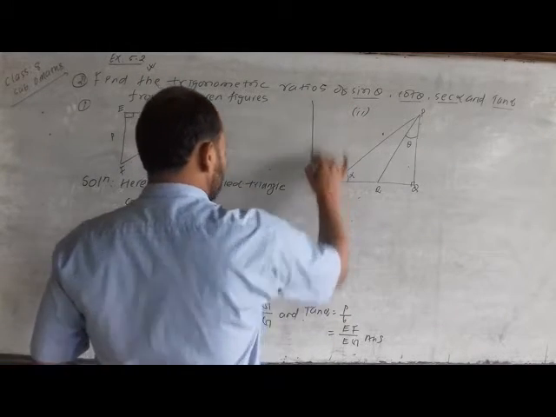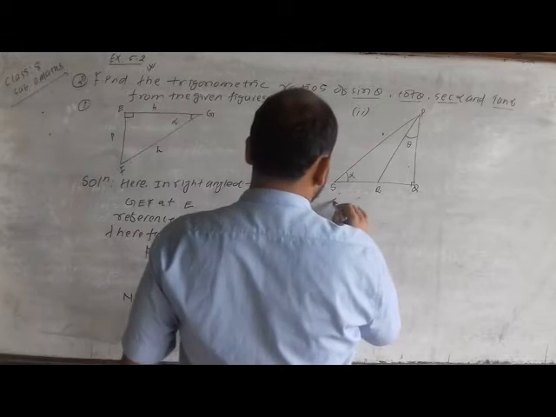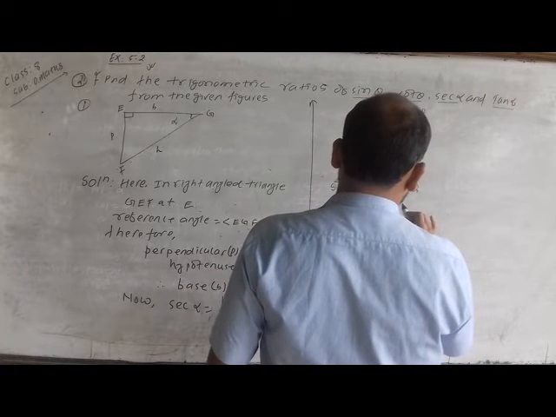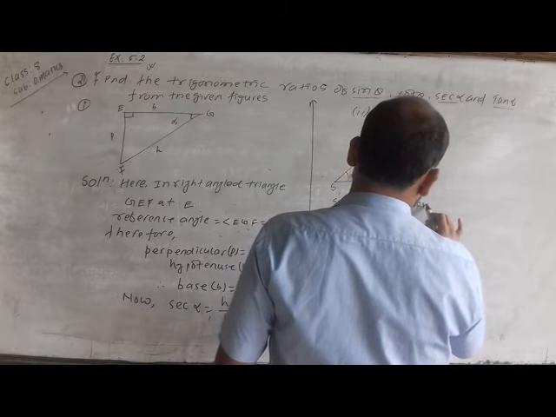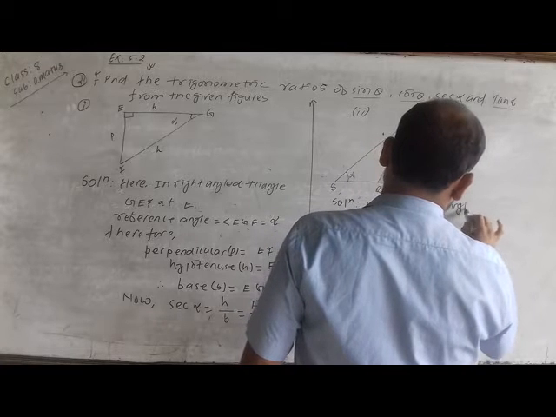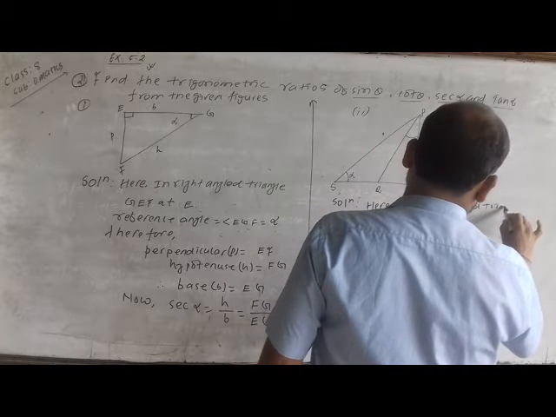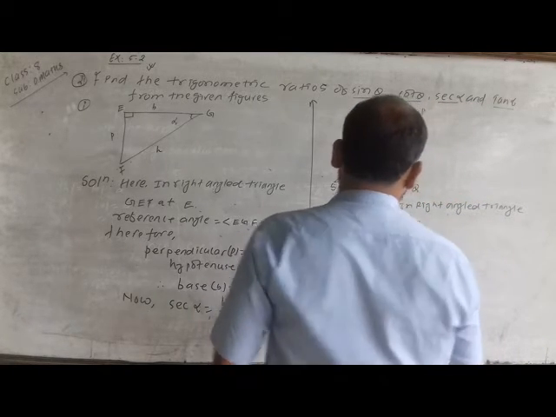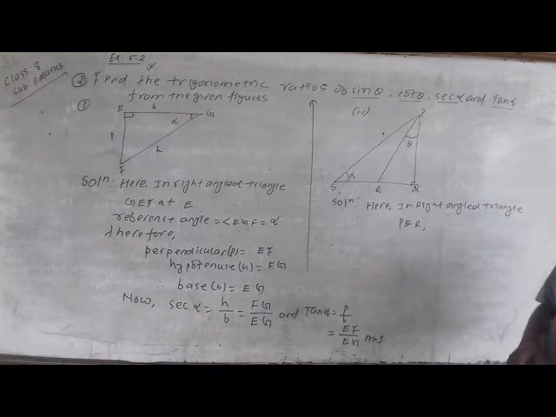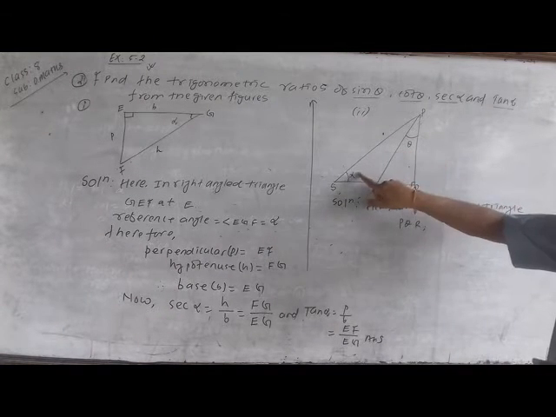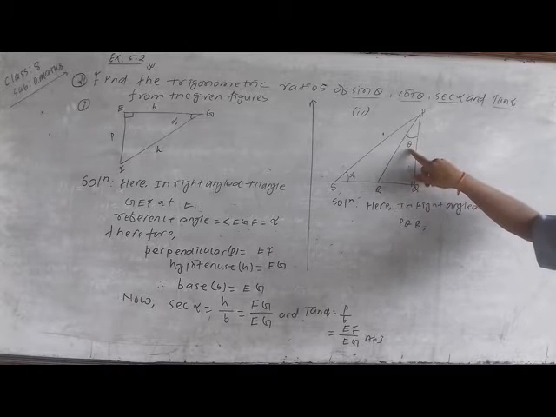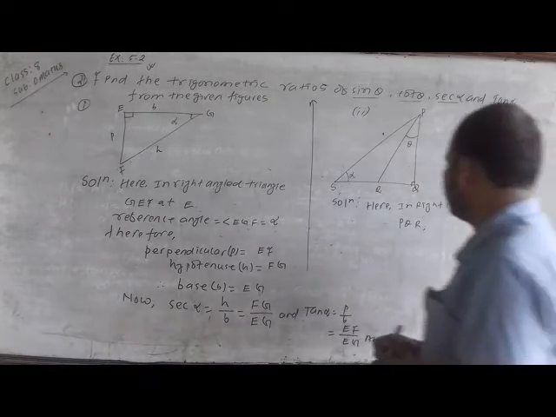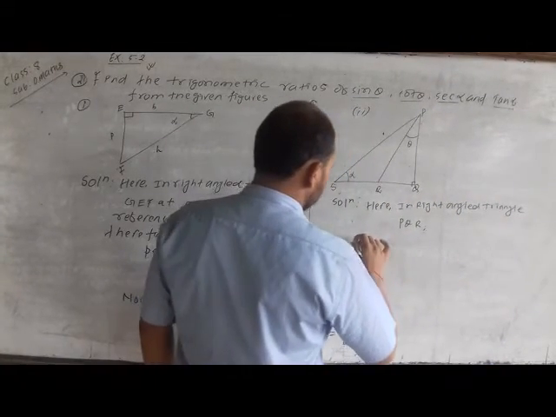Now I am going to solve the next question, number 2 solution. Here in right angle triangle PQR. Here we have been given 2 right angle triangles, and theta as well as alpha are given. So first you find the trigonometric ratios with respect to angle theta. So here we have right angle triangle PQR.